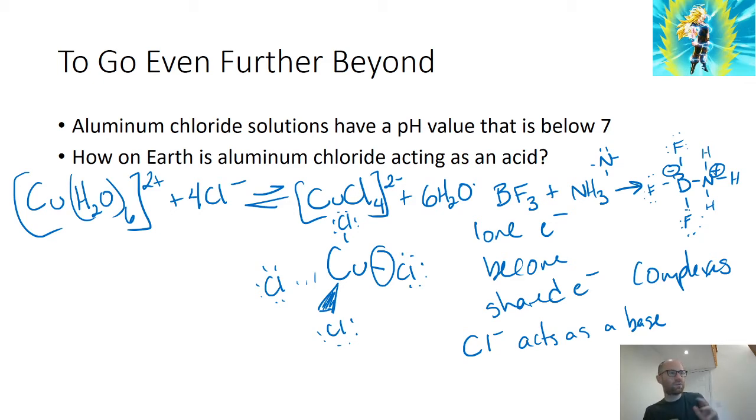It's this weird way of thinking about it where it's not a loss of electrons, it's a partial loss of electrons. You go from owning something completely to sharing it. That can be viewed as a loss. And then the copper acts as an acid.